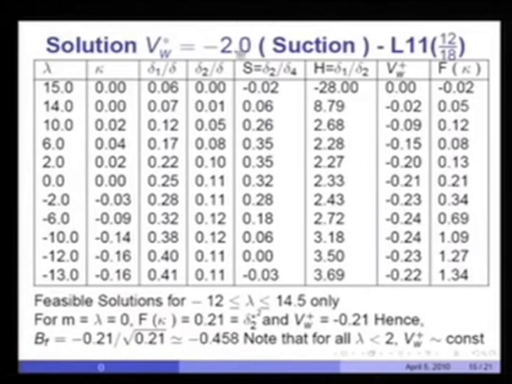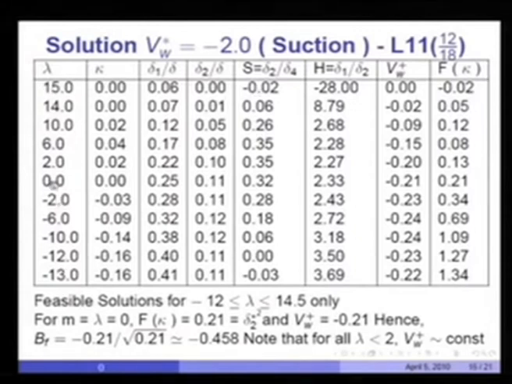Likewise, I have now included effects of both lambda and a certain V w star, which is minus 0.2. That means it is a suction case with V w star equal to minus 0.2, and here I have gone up to 15, but notice that beyond 14.8 or so, S has become negative. Therefore, this is not an acceptable solution. Lambda equal to 15 is not acceptable.